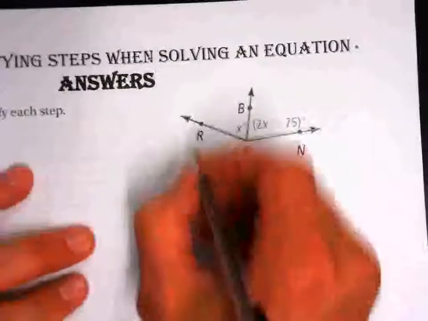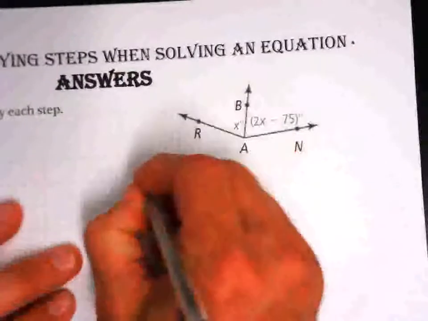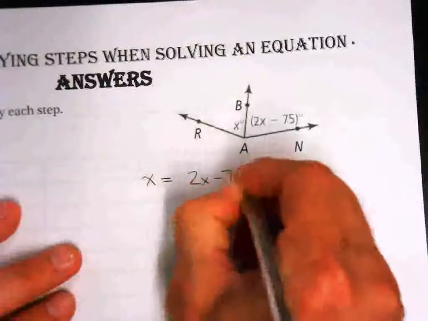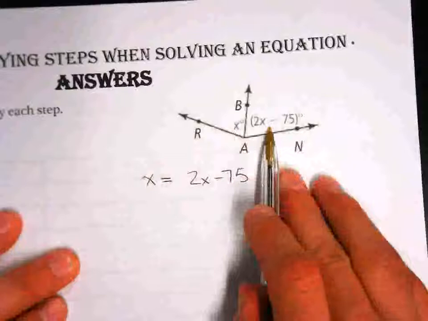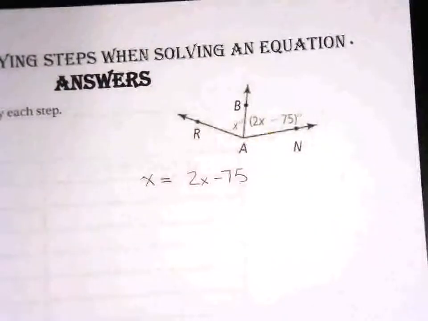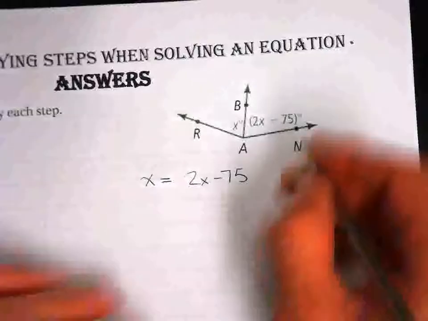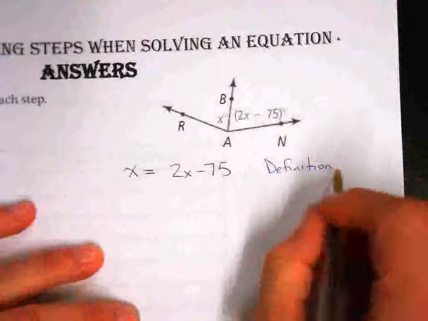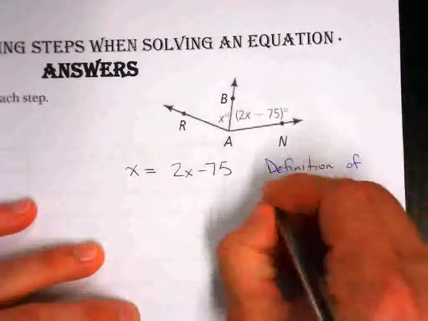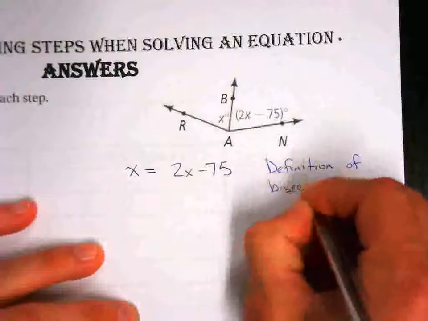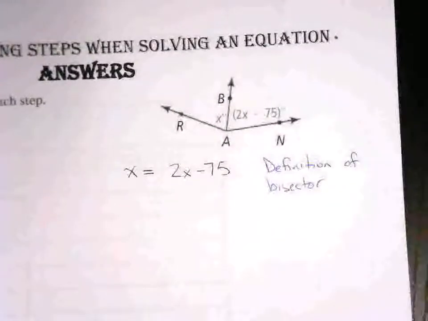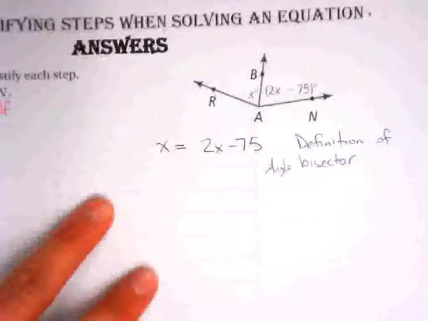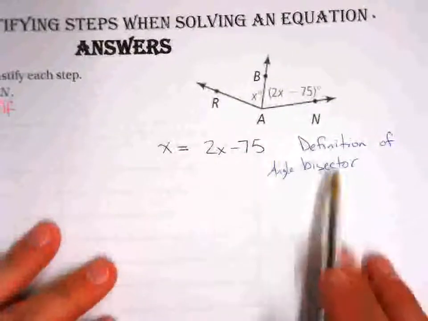x is equal to 2x minus 75. We can say that this is equal to this, right? But we've got to justify that. How can we say that? Well, that's the definition of a bisector. And then we would write that as our justification: definition of bisector, or angle bisector. I should probably say angle bisector because we are going to be impeccable with our words. So the reason why we can say this is the definition of an angle bisector. Remember the given, it bisects that angle. So bisector means the two little parts are equal.